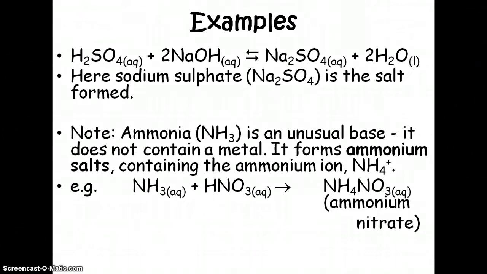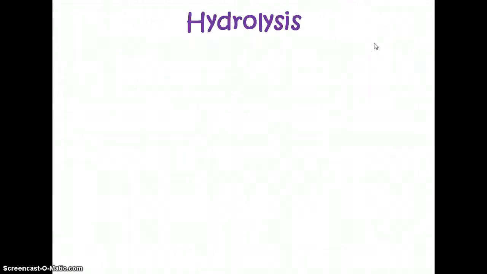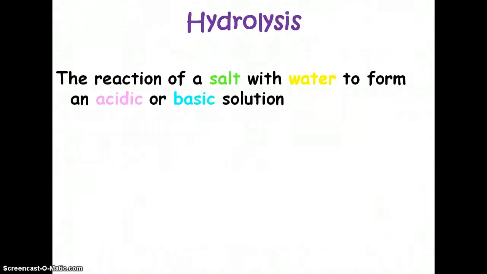Alright, so here's an example. You have an acid and a base, and they're making a salt and water, okay? So that's basically what we're going to be looking at. This process is called hydrolysis.